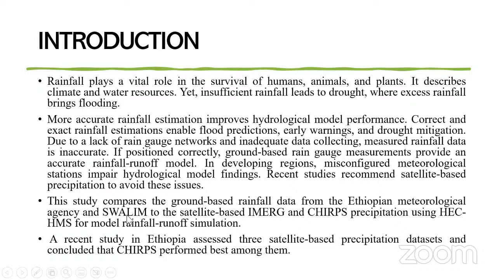So this study compares the ground-based data with two satellite precipitation products, and it uses an HEC-HMS model. A recent study in Ethiopia also assessed three satellite-based precipitation data sets and concluded that CHIRPS performed best among them. But our study contradicted it, and it tells us that GPM IMERG gives a better result.